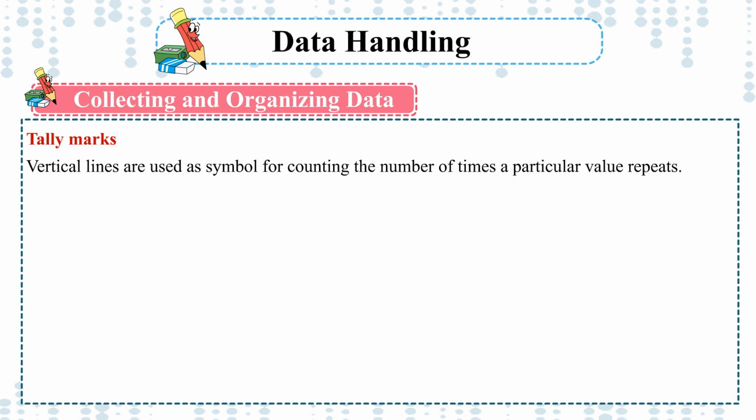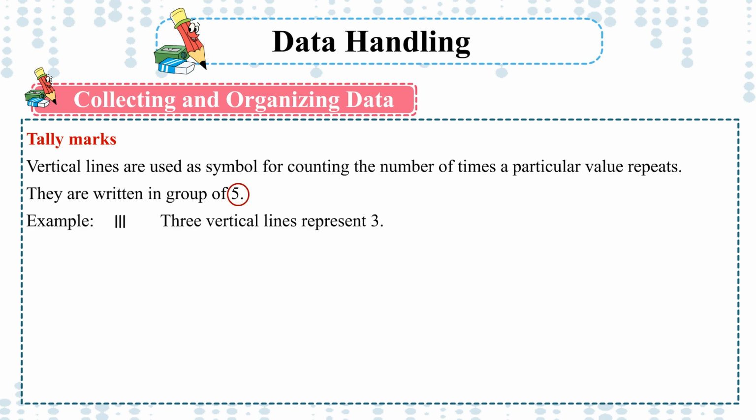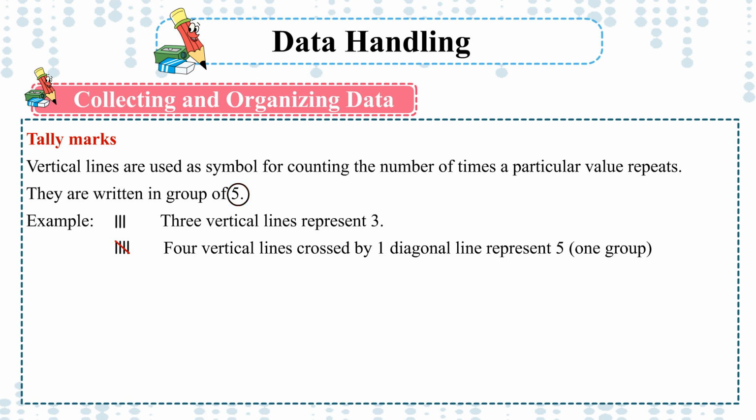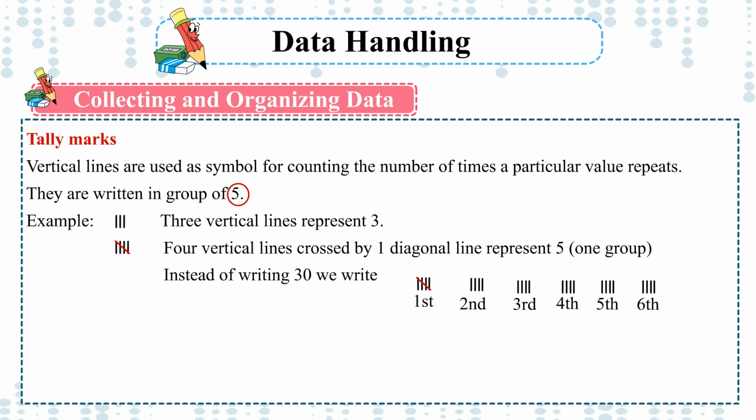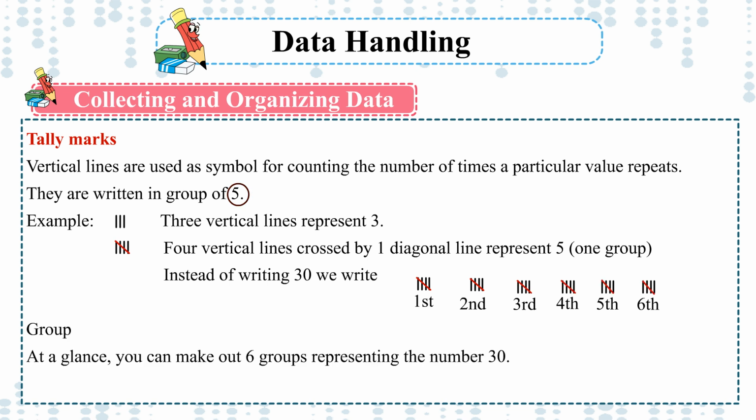Tally marks. Vertical lines are used as symbol for counting the number of times a particular value repeats. They are written in group of 5. Example, 3 vertical lines represent 3. 4 vertical lines crossed by 1 diagonal line represent 5, one group. Instead of writing 30, we write first, second, third, fourth, fifth, sixth group. At a glance, you can make out 6 groups representing the number 30.